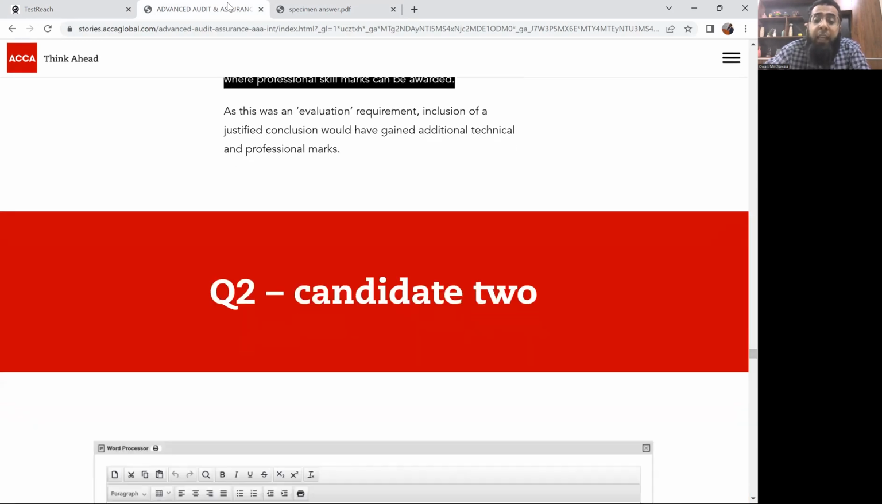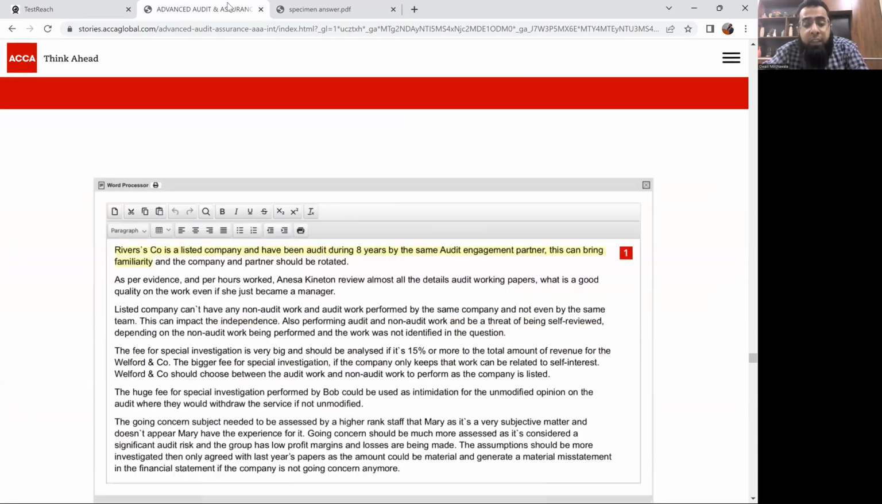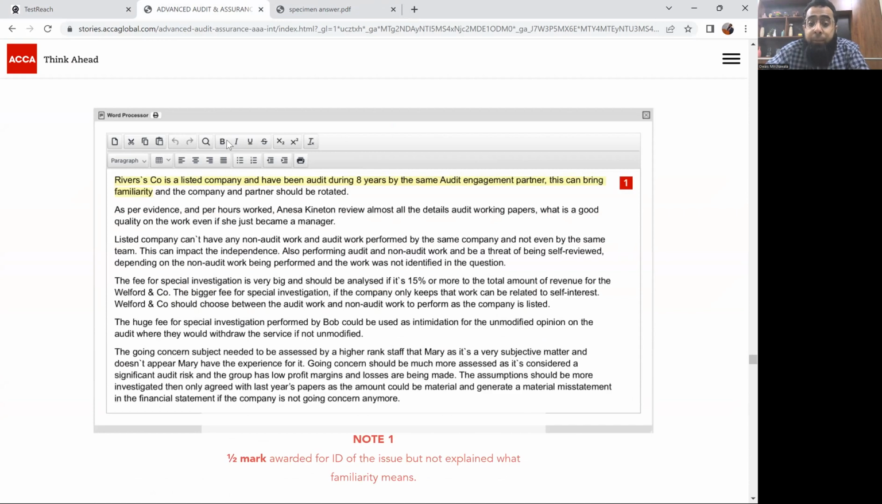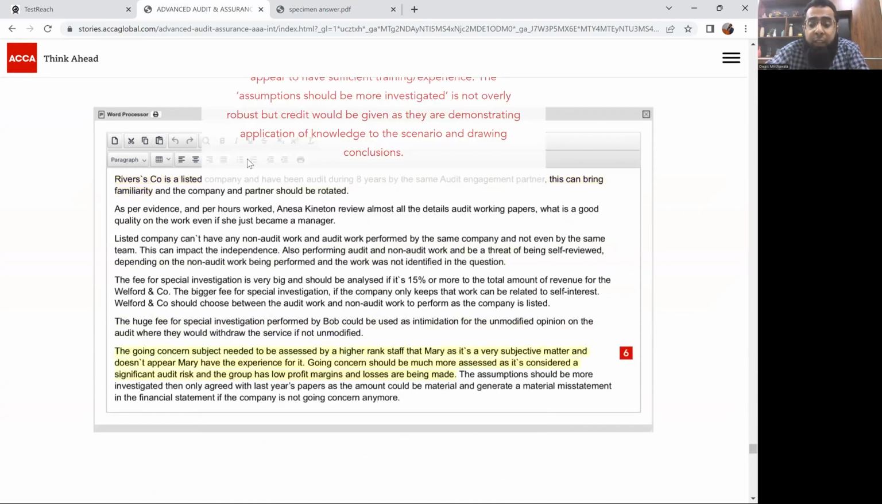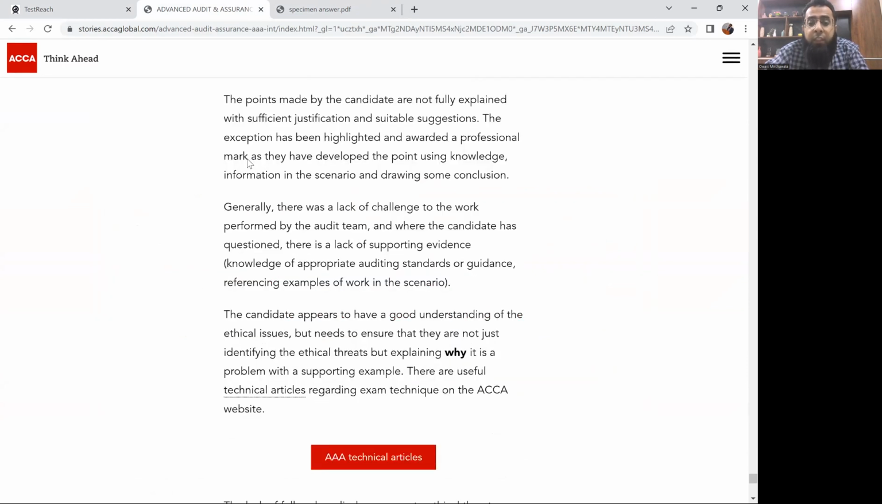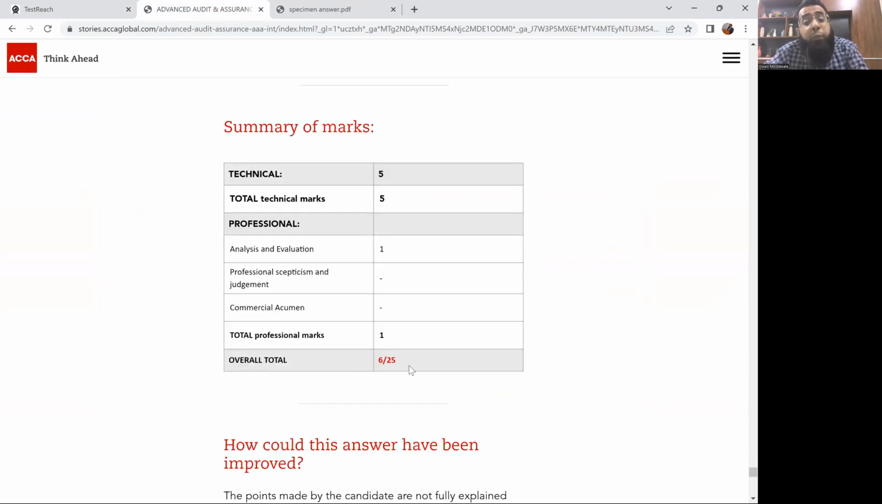Okay, and then he gave us the script of candidate 2, which is in fact a very brief answer. This candidate too, how many marks did he get? He just got 6 marks out of 20. He missed 15 technical marks, and in professional skill marks, he also lost many marks.